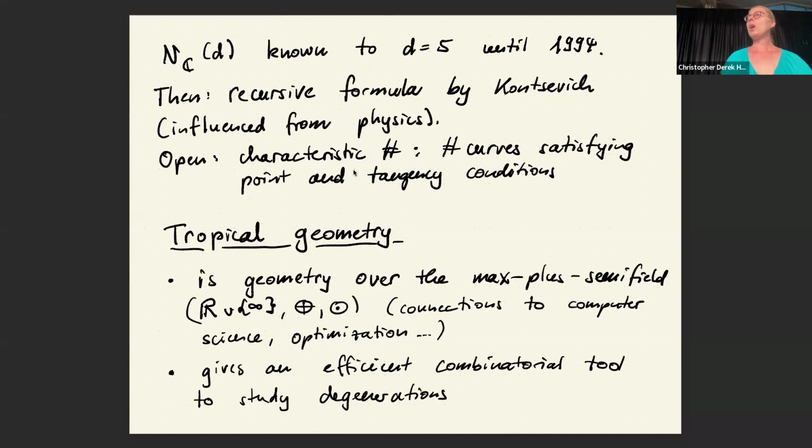Now, I would like to show you how tropical geometry can be used as a tool in enumerative geometry. What is tropical geometry? If you heard about it before, you may have heard about it as geometry over the max-plus semi-field. And as such, it has connections to computer science and optimization. But more important for this talk, it gives an efficient combinatorial tool to study degenerations. And that's how we're going to use it here.